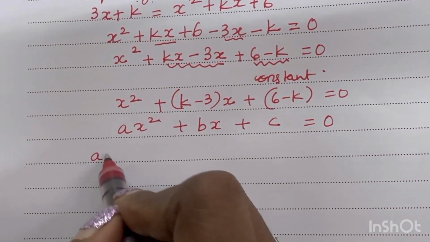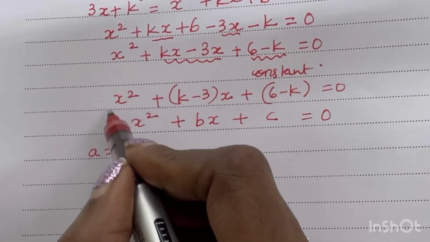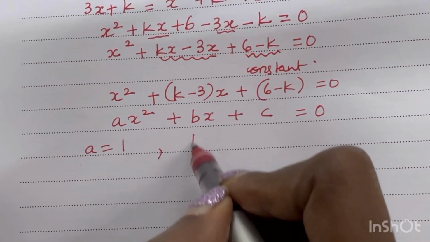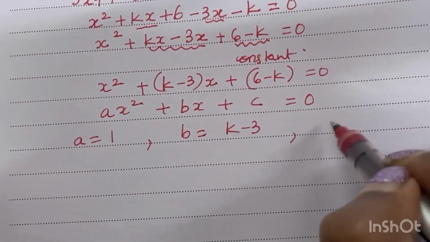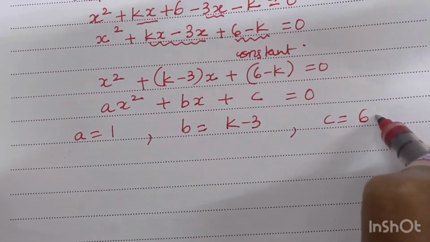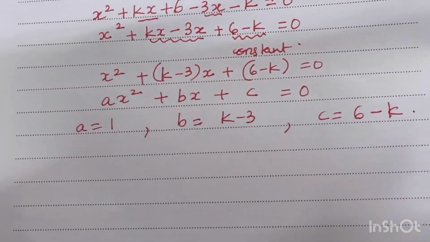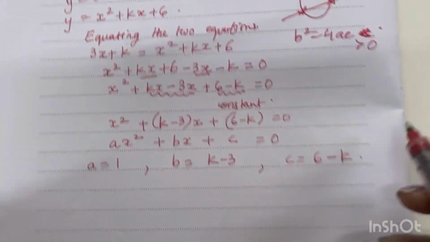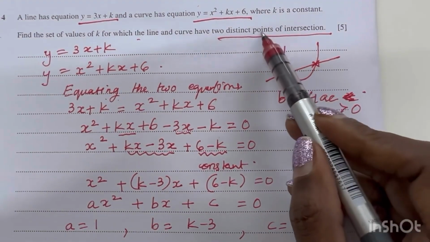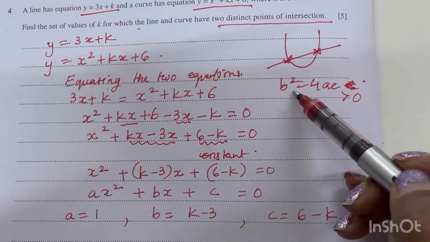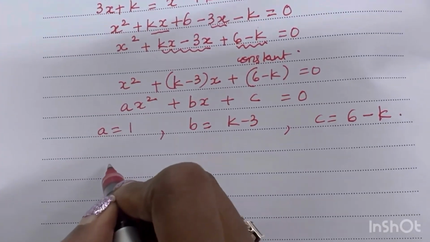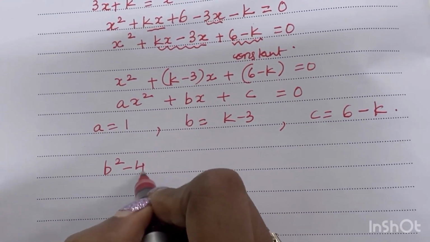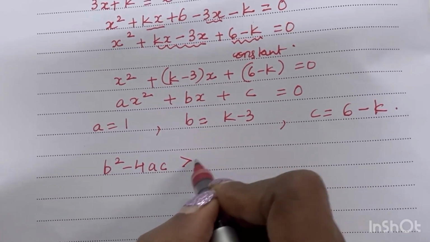What is a? Your a is 1 because the coefficient here is 1. Your b is k minus 3, and what is the c here? 6 minus k. Now that we have got to this point, what is the formula that we will apply to find two distinct points of intersection? b square minus 4ac greater than 0. So b square minus 4ac greater than 0.